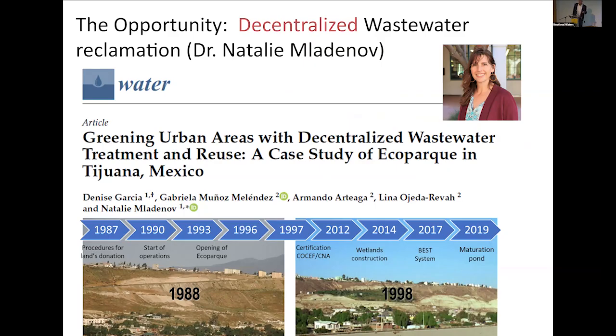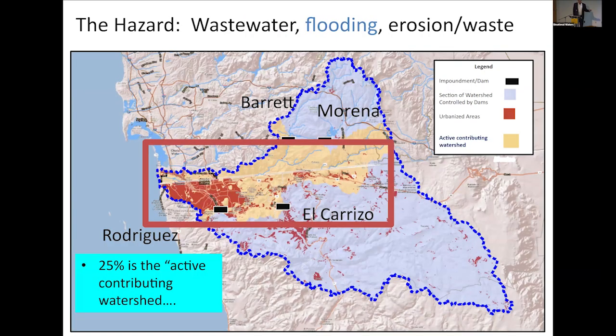And one of the examples is Ecoparque, which is in Tijuana. I highly recommend a visit. They collect wastewater from the neighborhood. They treat it in wetlands and turn it into a resource. And this is studied by my colleague Natalie Mladenov and her colleagues here in Mexico. So that's wastewater as a hazard and a resource.